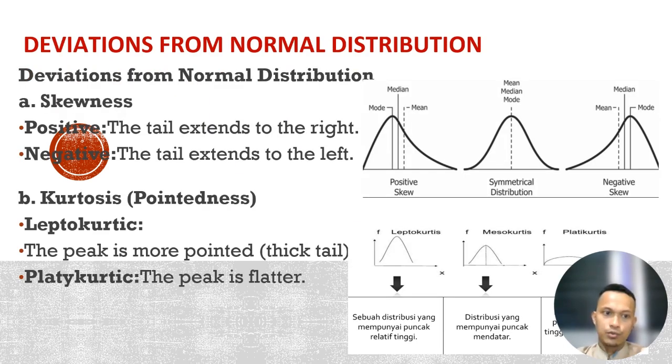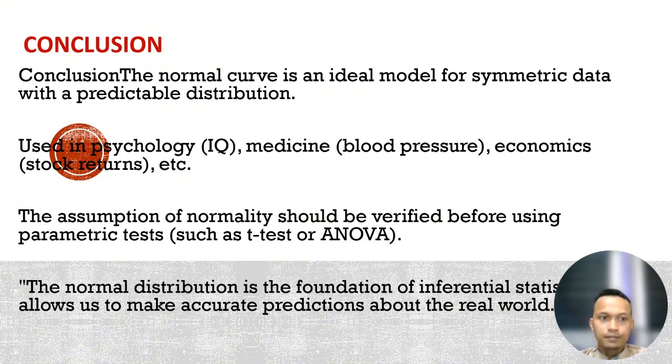Deviations from normal distribution: skewness and kurtosis. Skewness: positive, the tail extends to the right, and negative, the tail extends to the left. Yeah, this is the skewness. And what about the kurtosis? The peak is more pointed, with heavy tails. The peak is flatter, a flat curve.